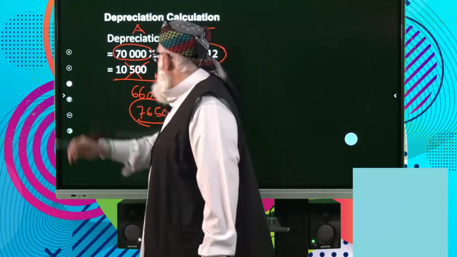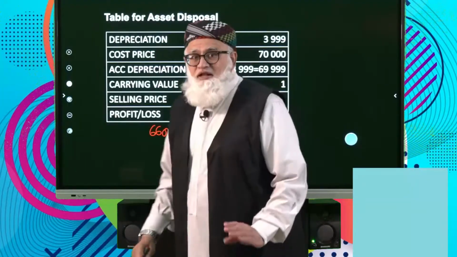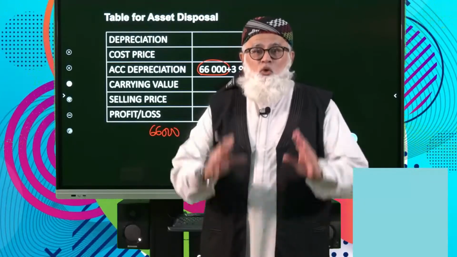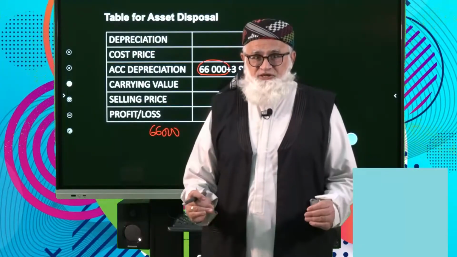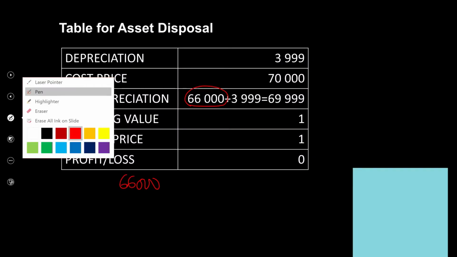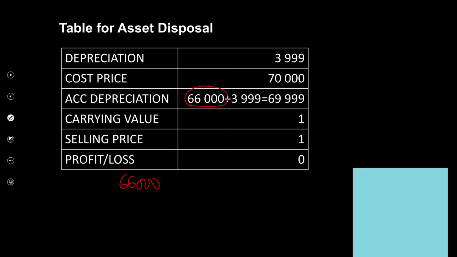Okay, so now, back to our table. Remember we said whenever we're doing an asset disposal, we draw up a table with all the relevant information. We start off with the depreciation, knowing that we could not use the initial figure that we calculated. The maximum we can write off is 3,999 Rand. Okay, so that's sorted out. Then we move on to the cost price. The cost price of the vehicle was 70,000 Rand.